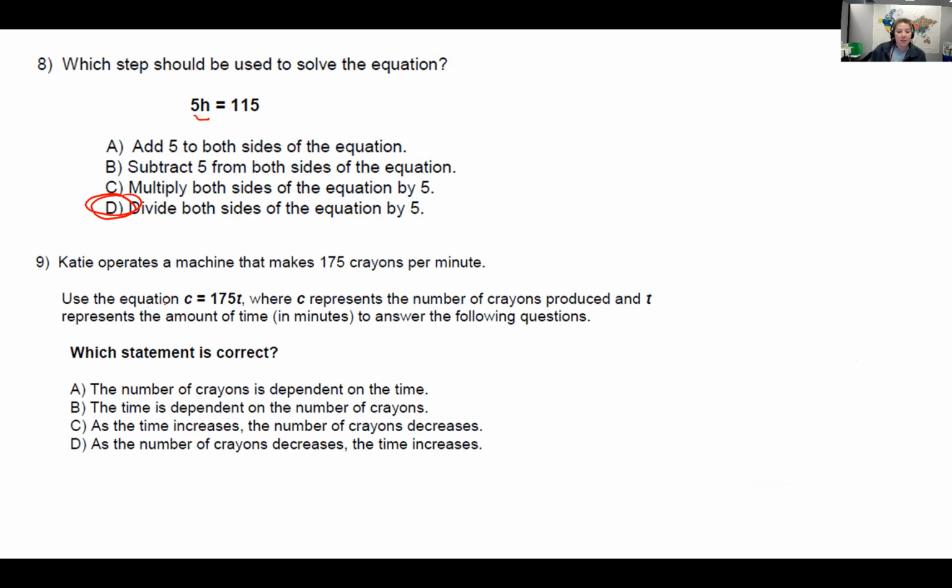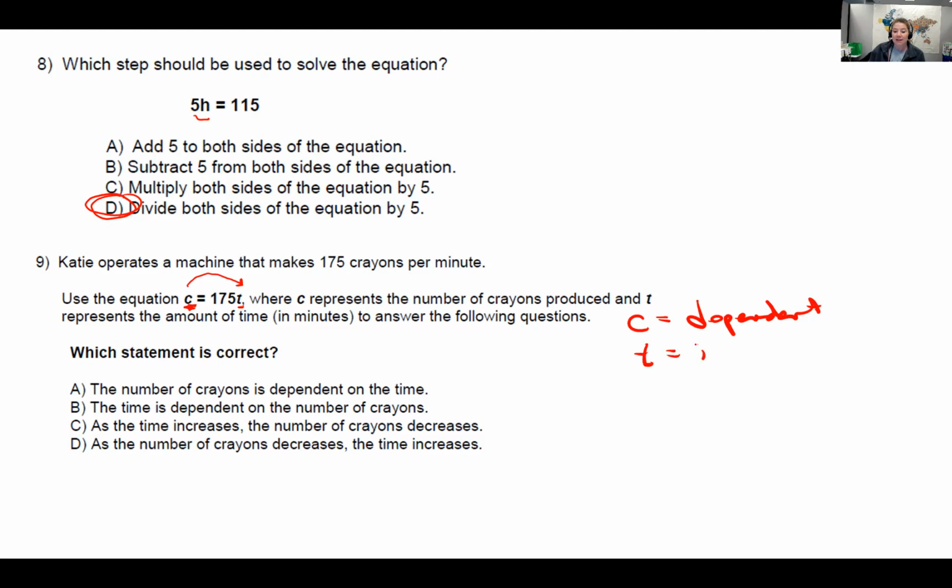Number 9, Katie operates a machine that makes 175 crayons per minute. Use the equation C equals 175T, where C represents the total number of crayons and T represents time, right? So how many crayons are being made? Well, the number of crayons depends on how much time they're using the machine. So C, the number of crayons, is dependent on time.